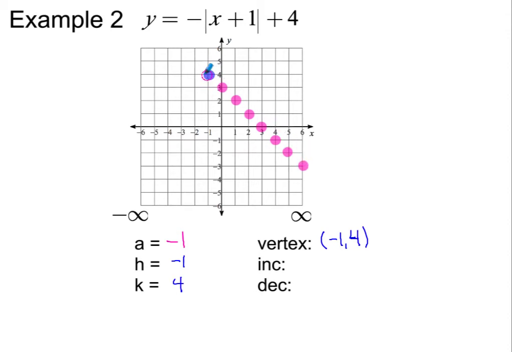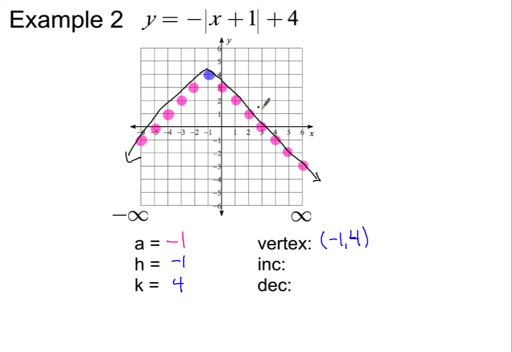Now again, I go back to the vertex, and I'll go down 1, but this time to the left. Down and to the left, down and to the left, you get the idea. So you'll have that shape for the absolute value equation y equals negative absolute value of x plus 1 plus 4.